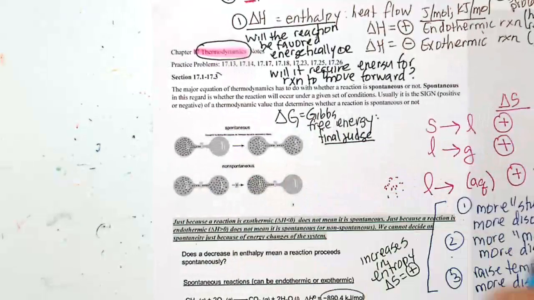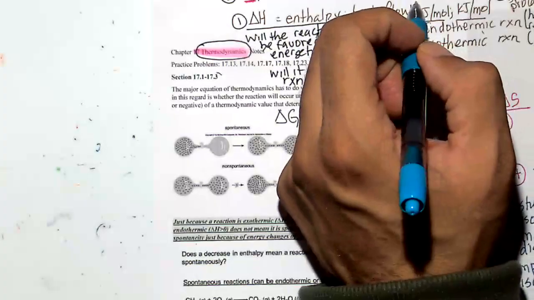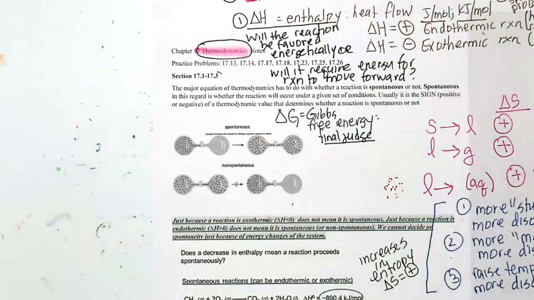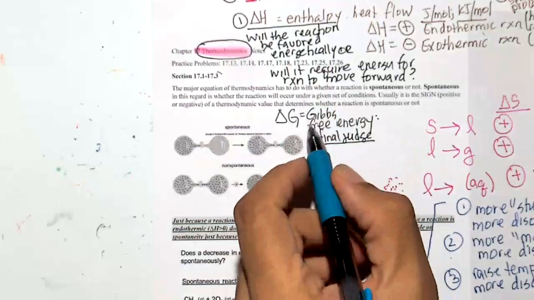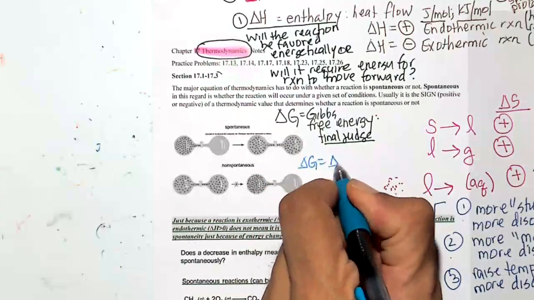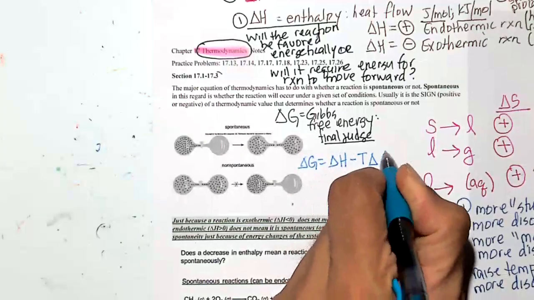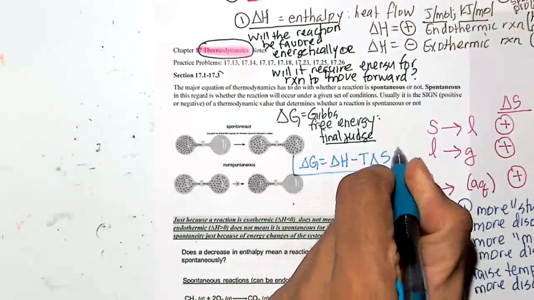So this delta G takes input from enthalpy and entropy to answer the ultimate question. What is the ultimate question? Will this reaction go to products? Yes or no? This delta G tells us. And the equation is this: delta G is equal to delta H minus T delta S.